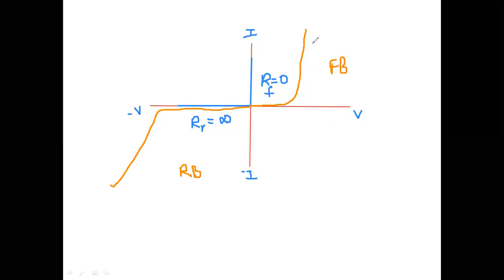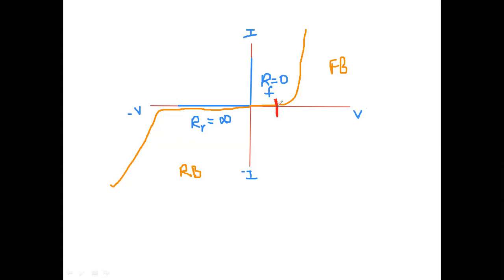Which I have shown in this yellow color is the practical characteristics, and the characteristics which I have shown in blue color are the ideal diode characteristics. So till some voltage, let us suppose till this voltage, the diode is not conducting. After this voltage, I am getting high currents. If I increase the voltage, I'm getting high currents.